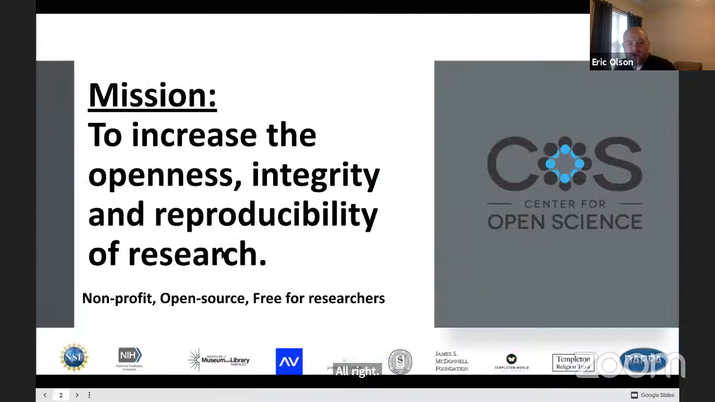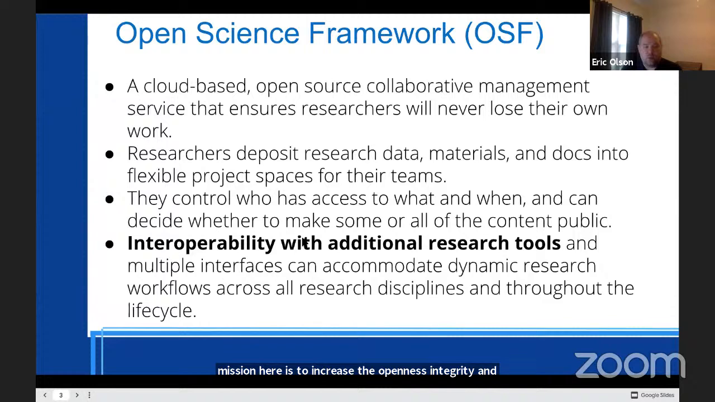We are here at the Center for Open Science, and our mission here is to increase the openness, integrity, and reproducibility of research. Next. And what we're going to talk about today is the infrastructure portion of our mission here at the center. The OSF is a collaborative platform that streamlines the scientific process by simplifying organization and sharing of data and methodologies. And key to this mission is interoperability with additional research tools and multiple interfaces that can accommodate the dynamic research workflows across all research disciplines. Next.